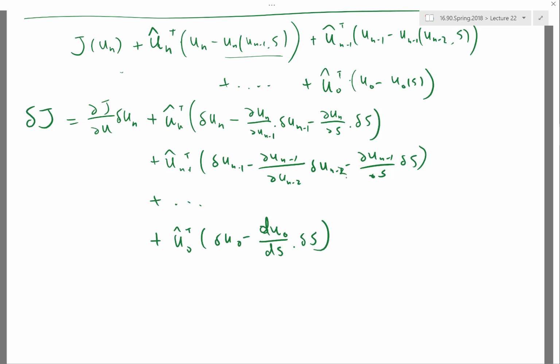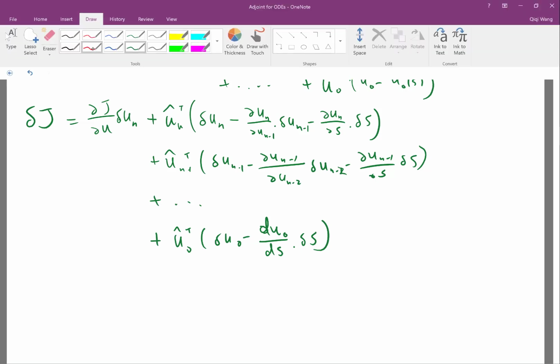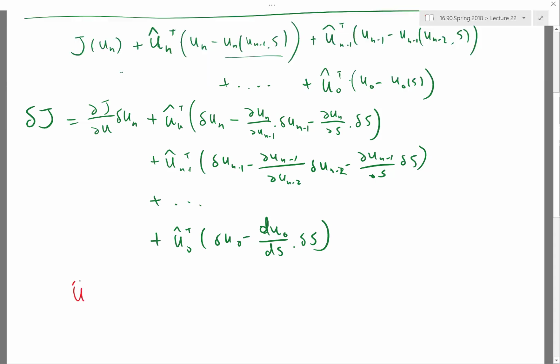Right. The first idea is I can choose U hat N transpose equal to dJ dU. Then I don't have to compute delta U_N. But then I still have delta U_{N-1}. So what should I do then?